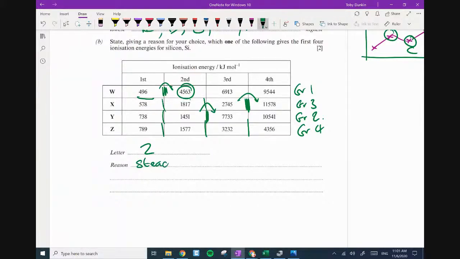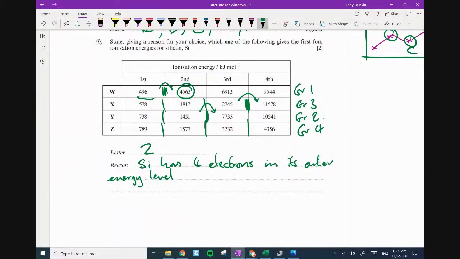Steady. I'll say silicon has 4 electrons in its outer shell. Sorry, that was terrible. No, don't try that again. Silicon has 4 electrons in its outer energy level.